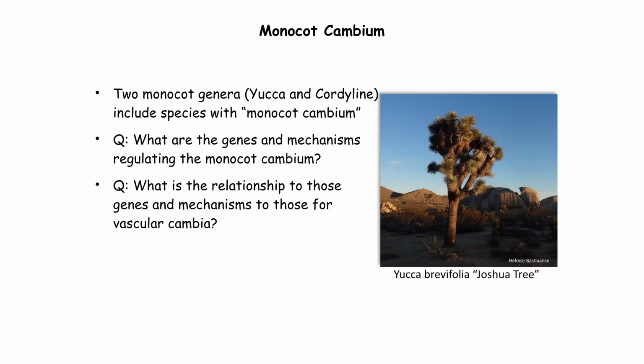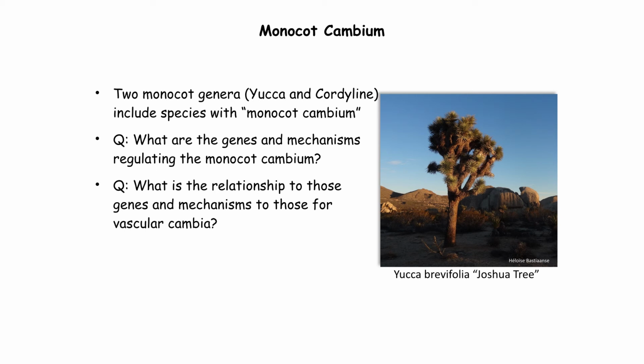As I mentioned previously, monocots lack a vascular cambium and do not make wood. However, there are two monocot genera, Yucca and Cordyline, that make what's termed a monocot cambium. And this is actually one of my favorite examples of this. This is Yucca brevifolia, better known as Joshua tree, that grows in the deserts of the southwest US. It's a very important species ecologically. And as you can see, it doesn't look like your standard forest tree, but it gets quite a bit of size. And it does undergo radial thickening of the stem.